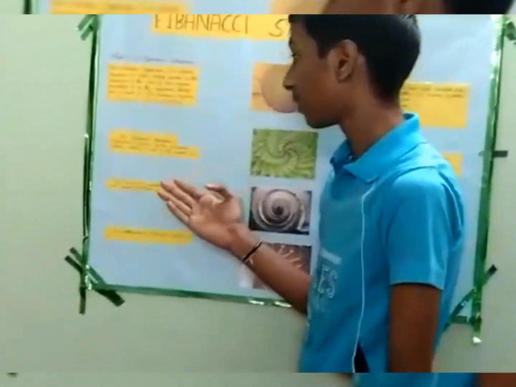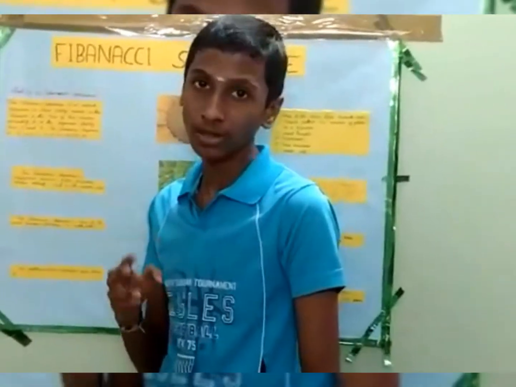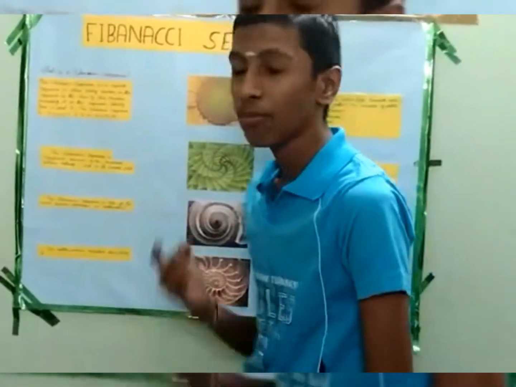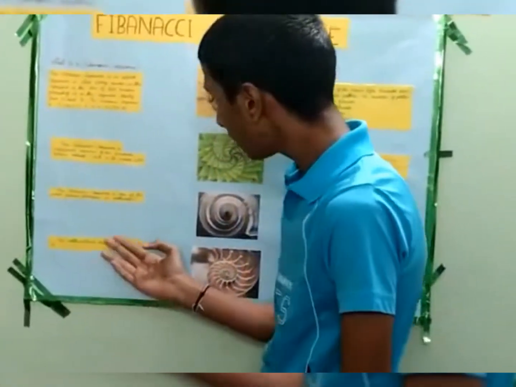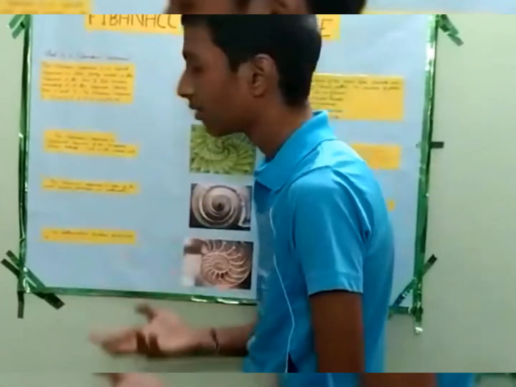The Fibonacci sequence is significant because of the so-called golden ratio, 1.618 or 0.618. The Fibonacci sequence is one of the most famous formulas in mathematics. The mathematical equation describing it is x(n+2) = x(n+1) + x(n).